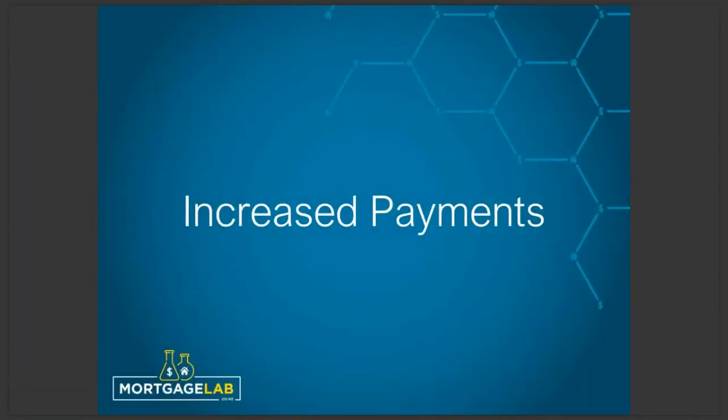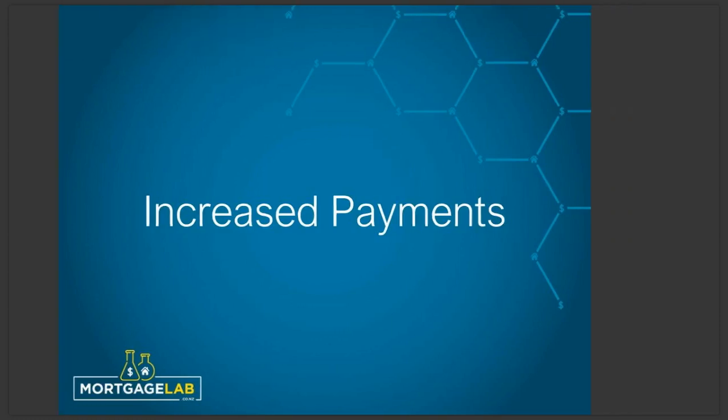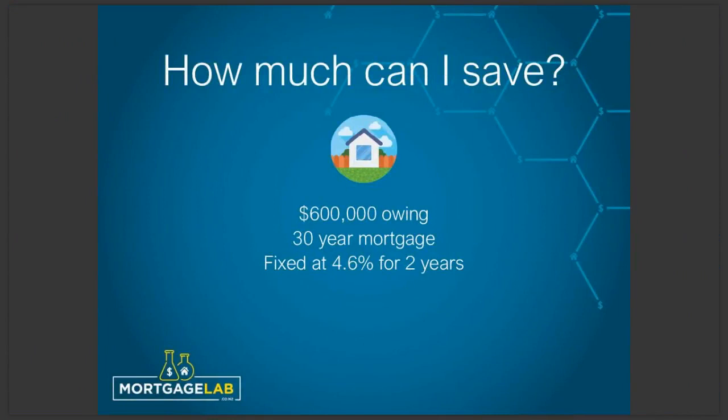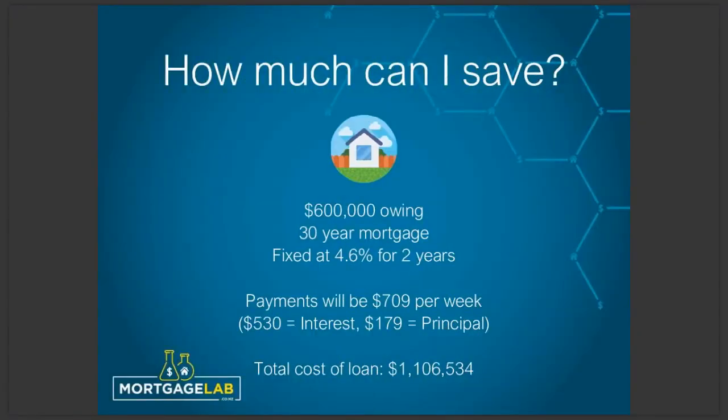Okay, so if lump sum payments aren't for you, our second method of mortgage reduction is, of course, to increase your regular payments. So how does this look? Well, let's look at an example of a property with $600,000 owing on it. It's a 30-year mortgage, and we've fixed it all at 4.6% for the next 2 years. So the payment on this will be $709 per week. And in the beginning, $530 of that payment will go towards the interest payments, and the rest will be towards the principal, or just reducing your mortgage, in other words.